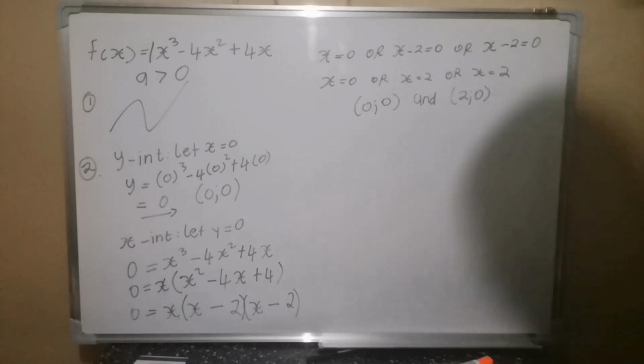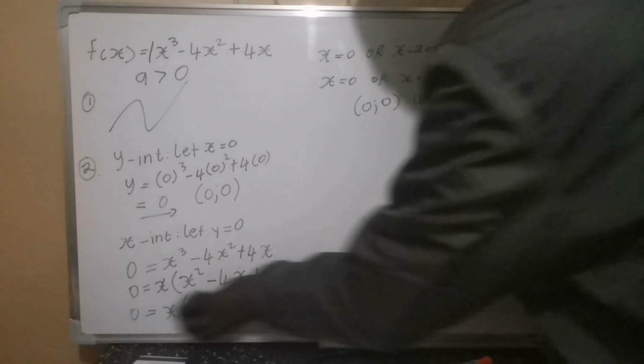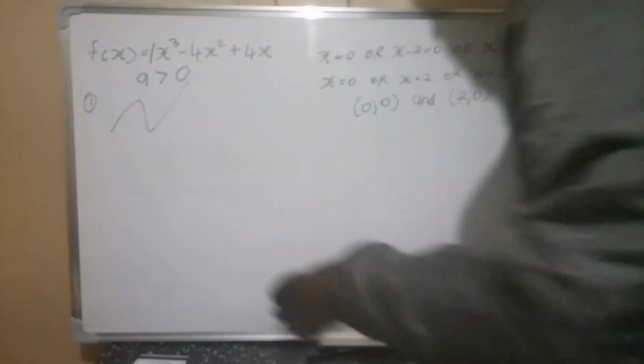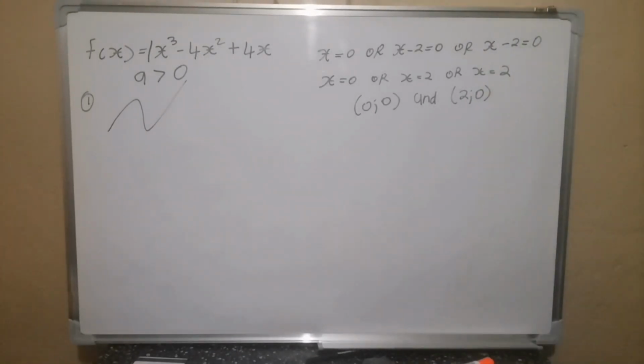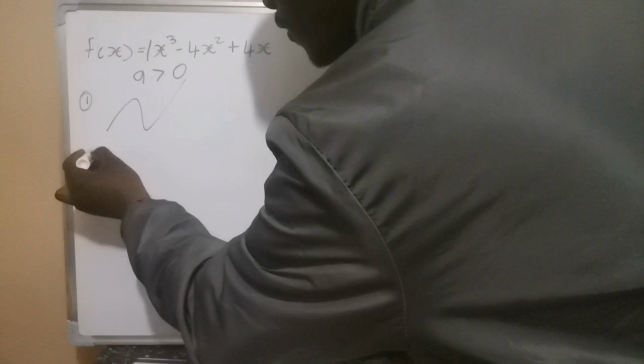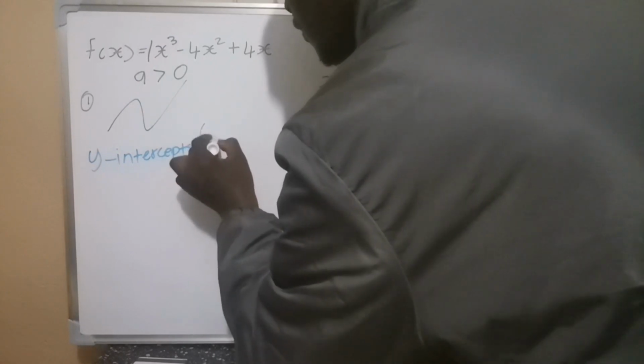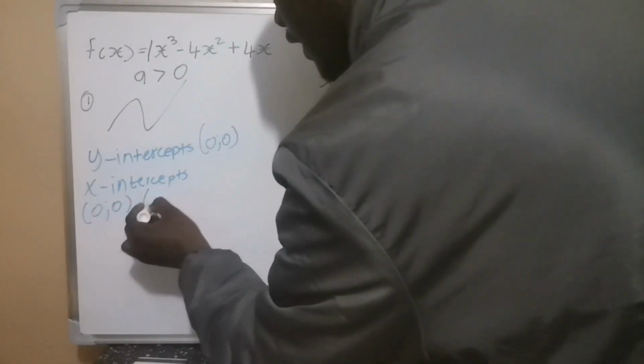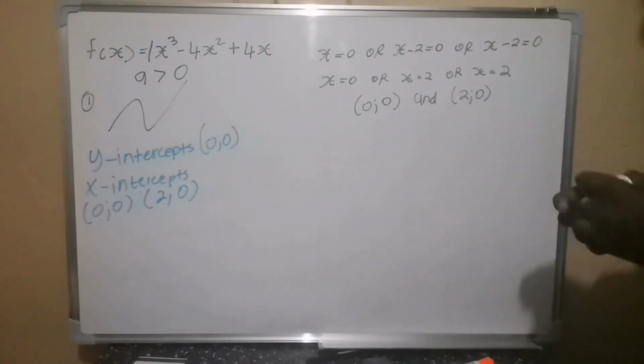So I need to remove this part and just write them here. I need some space, I don't have capacity, hence I'm removing. We already know the coordinates of the y-intercept is 0 and 0 here. Then the x-intercepts, there are 0 and 0, and 2 and 0 here.